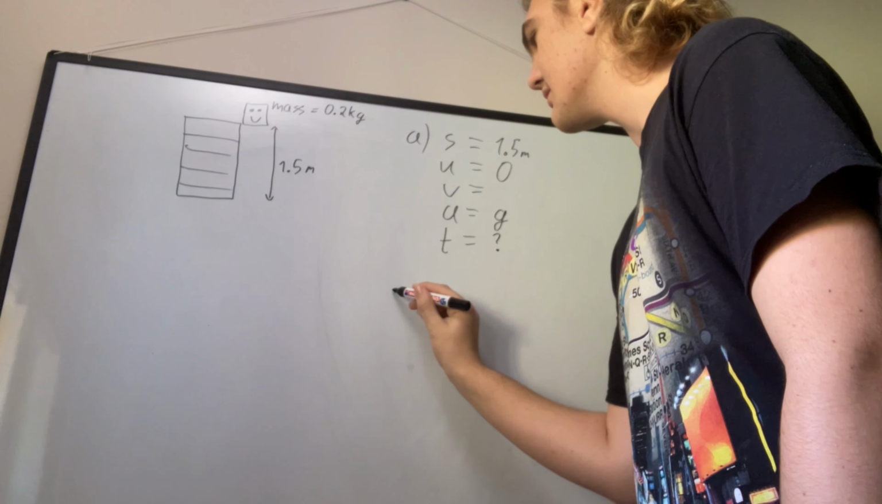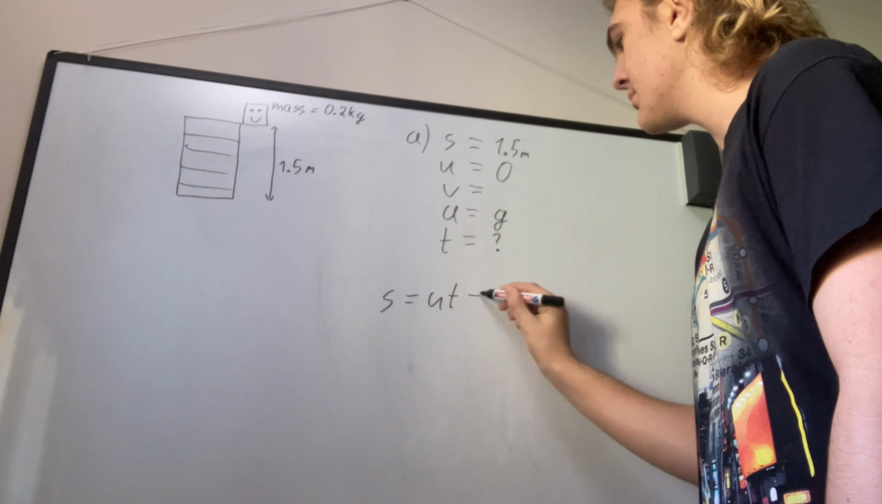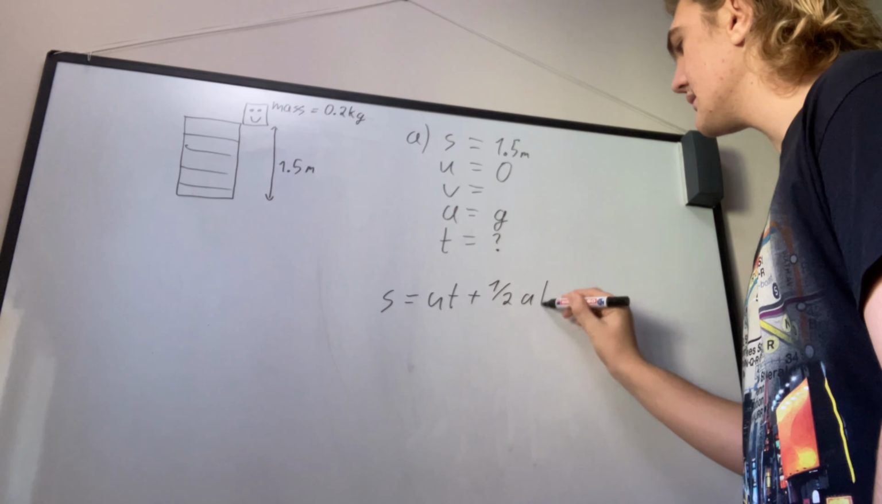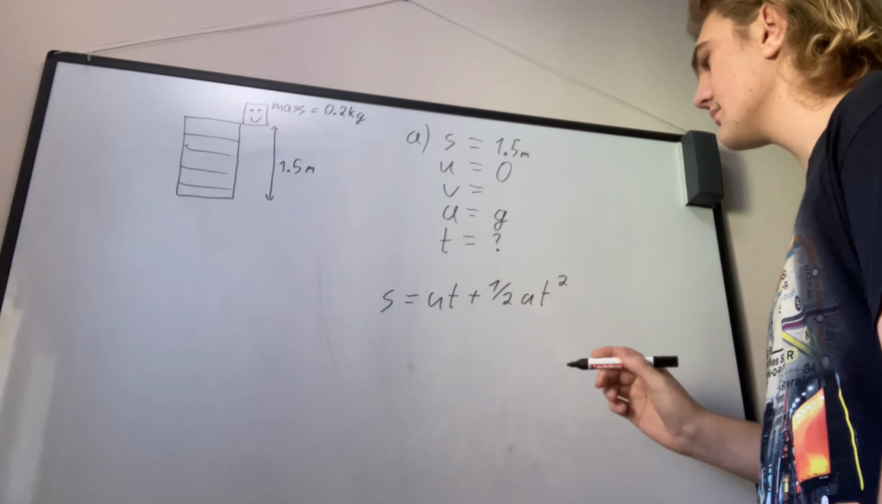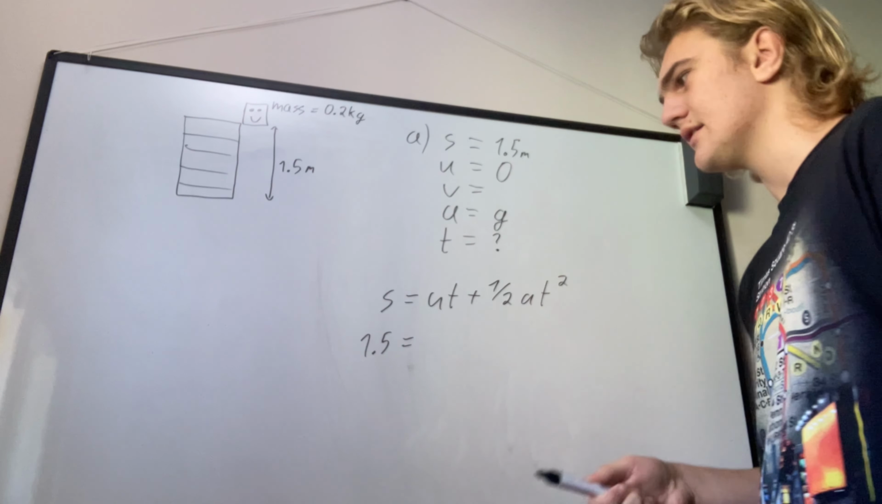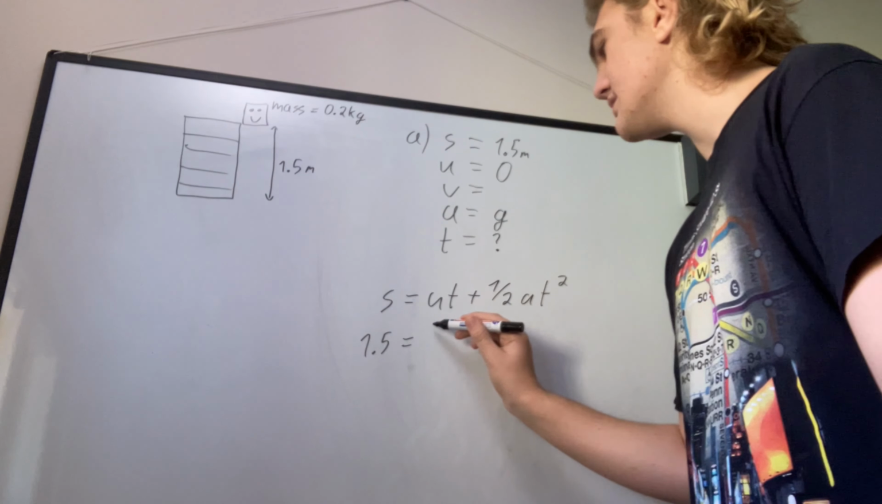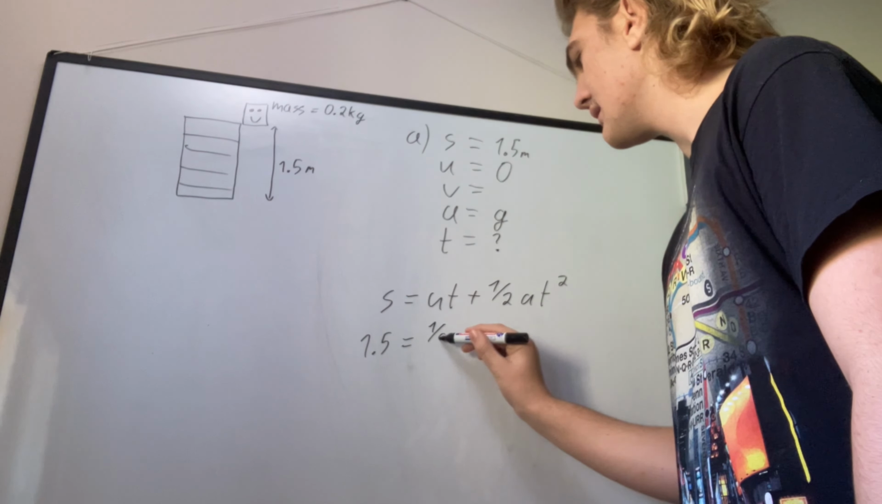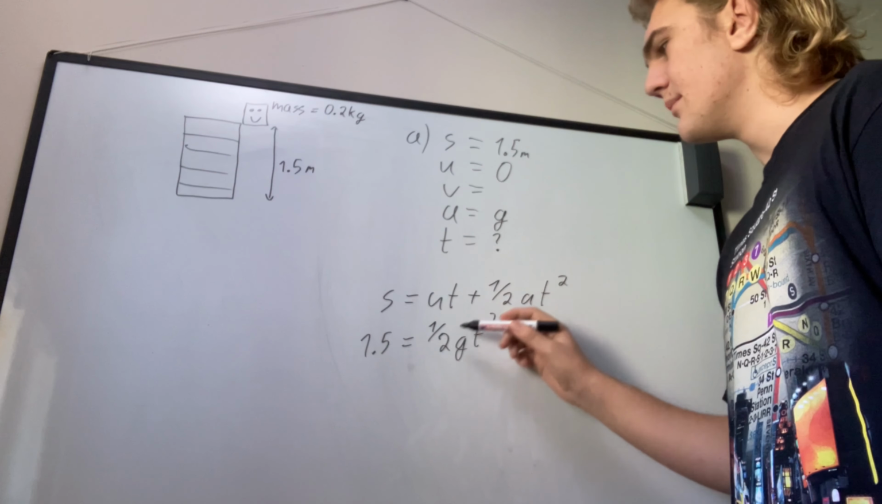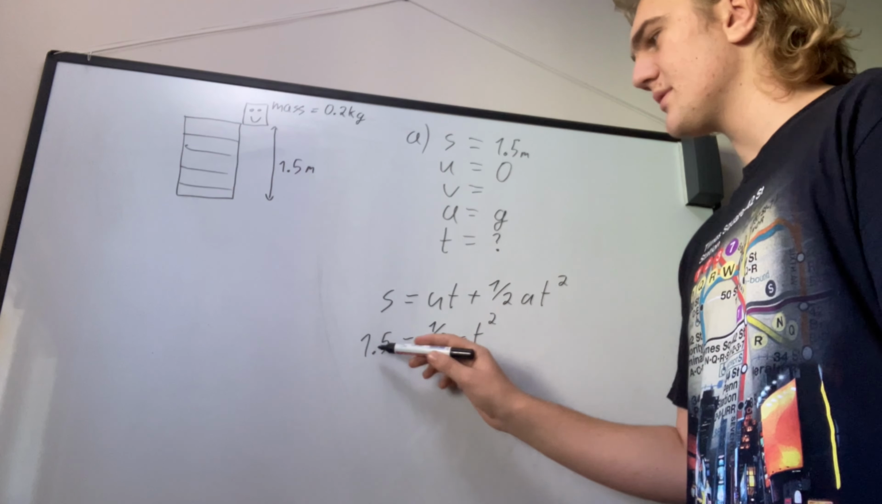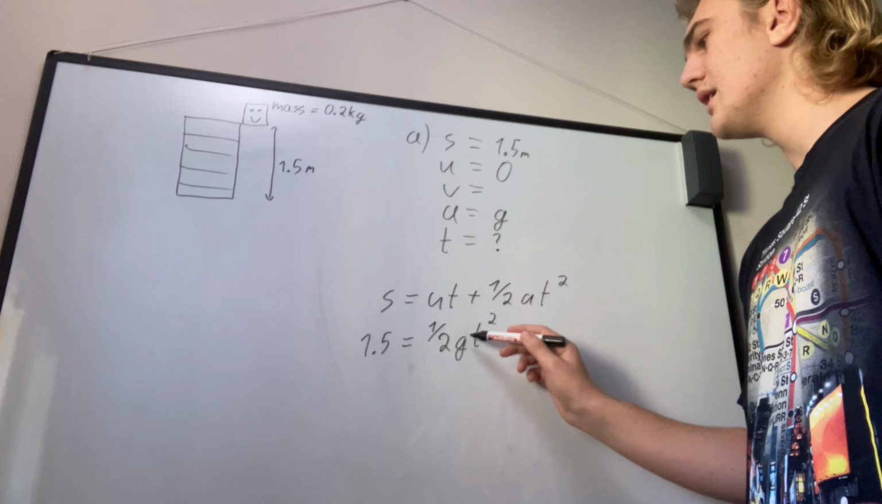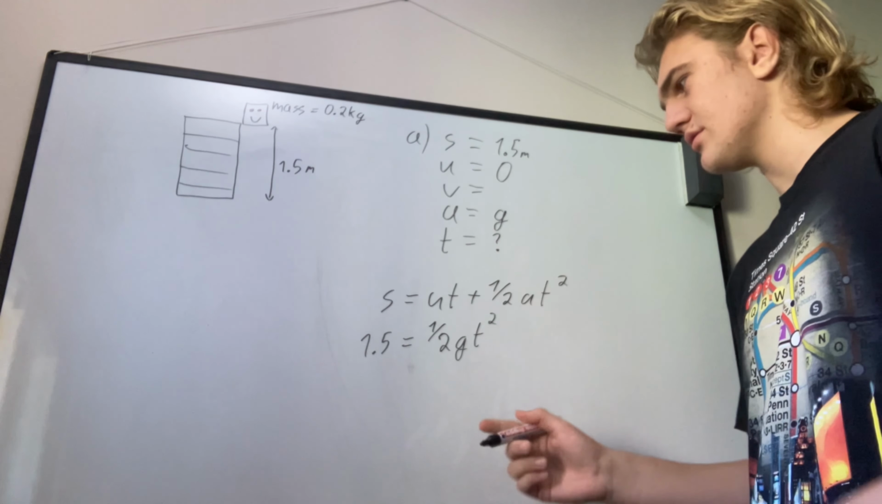So I'd say we use S equals UT plus a half AT squared. So S is 1.5 equals UT. U is 0, T we don't know, but because U is 0, it's just going to be 0 times T, so I'm not going to write it, there's no point. Plus a half, A is g, a half GT squared. So I'm going to get T by itself by multiplying this side by 2 instead of dividing by 2, and then dividing by g. So you move around, you solve for T.